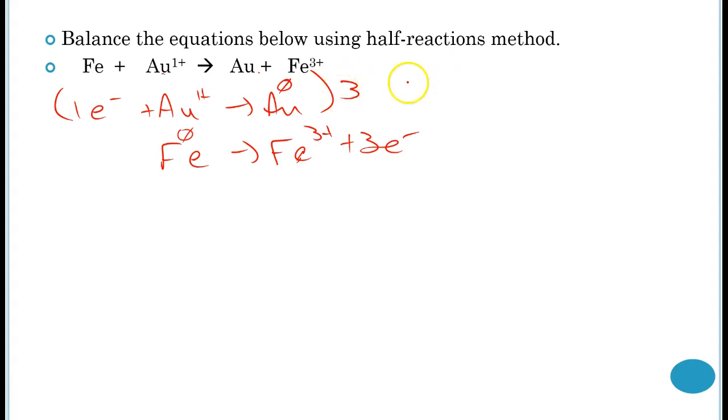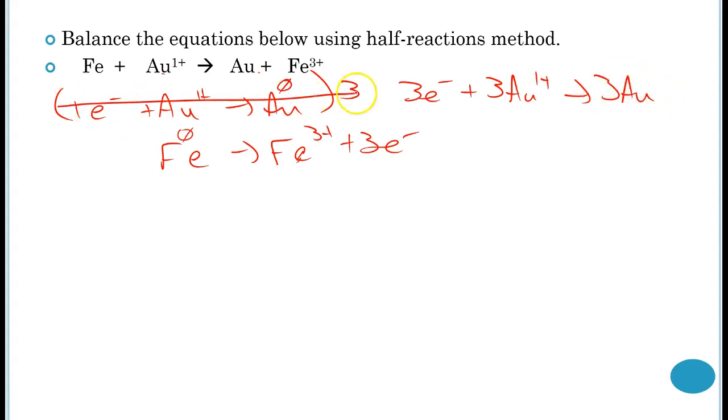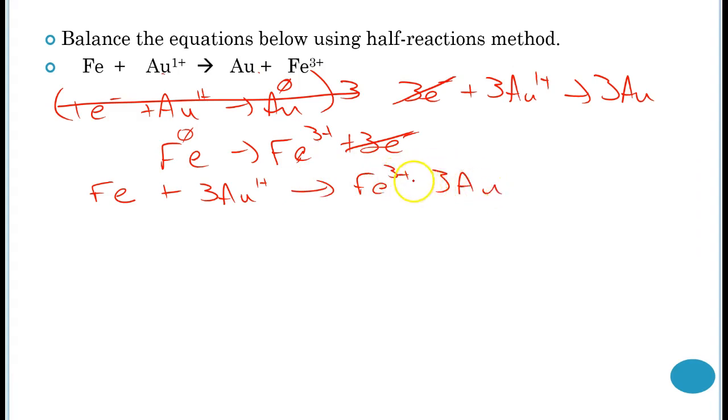And when I do that, I get 3 electrons plus 3 Au+ goes to 3 Au. Everything got multiplied by 3. Then I'm going to add them back together. And when I do that, the electrons are going to cancel out, and they're supposed to. Things on the left side of the arrow stay together. Fe plus 3 Au+ goes to Fe3+ and 3 Au.